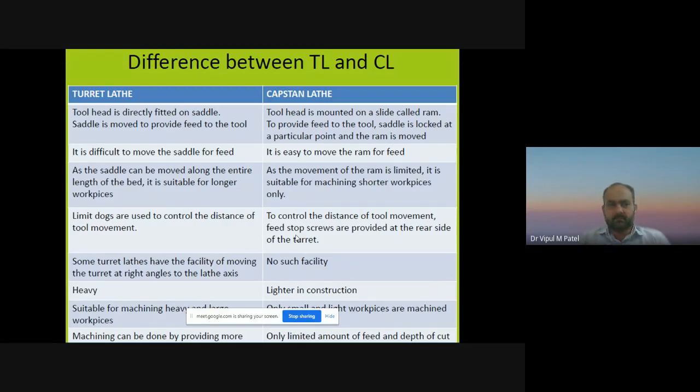The turret lathe is a very heavy machine, but the capstan lathe is very light if we are discussing construction, right? The turret lathe is suitable for machining heavy and large workpieces.